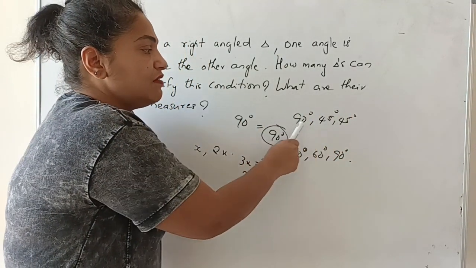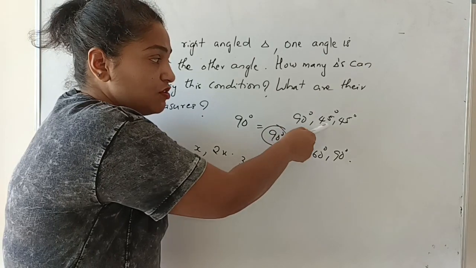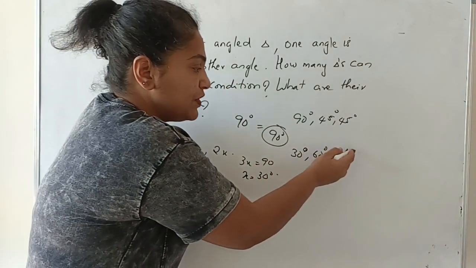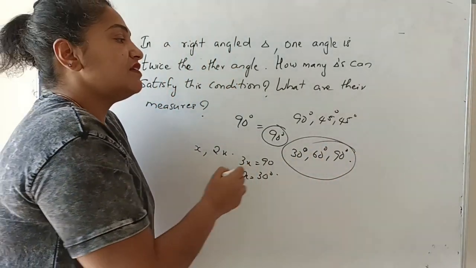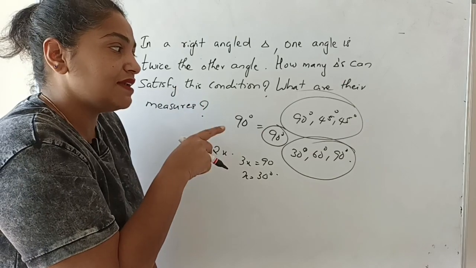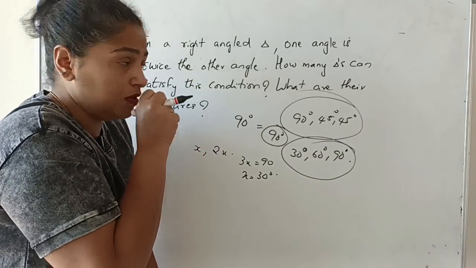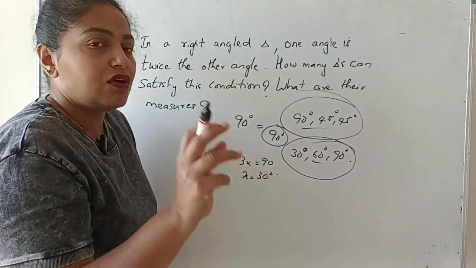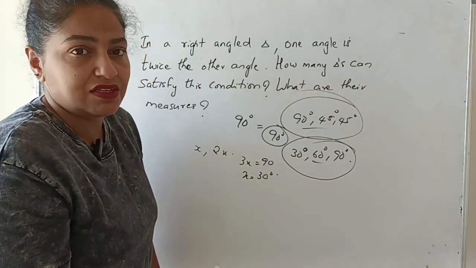One angle is twice the other angle. Okay. So you can see that the obvious answer is not the only answer. There is one more answer which is this. So there are two triangles that satisfy this particular condition and the measures are this. Okay. Now let us have a look at another question.